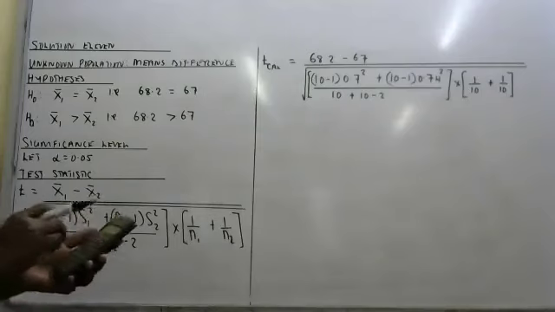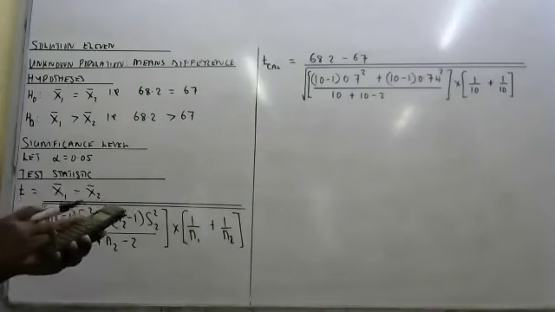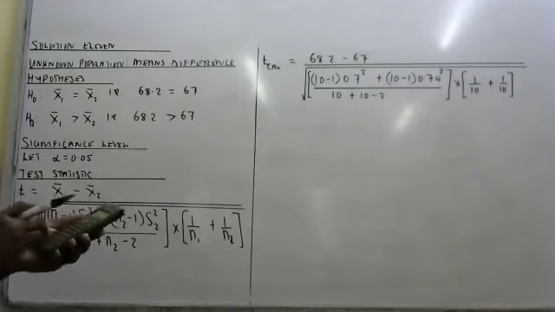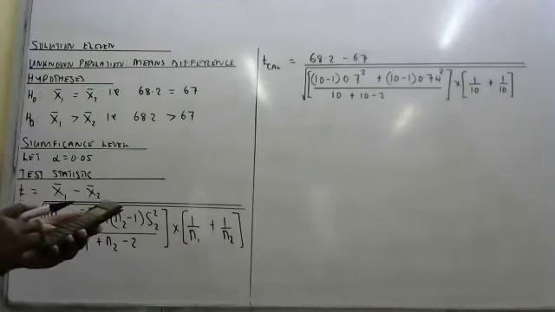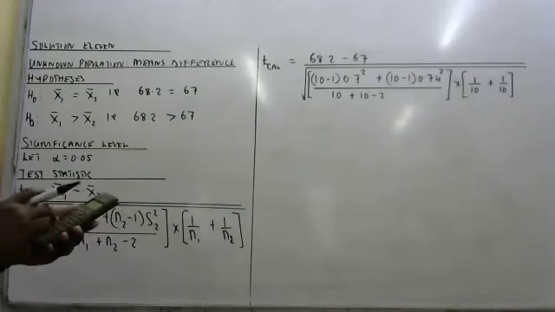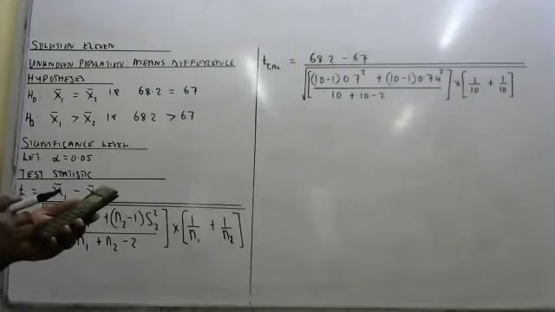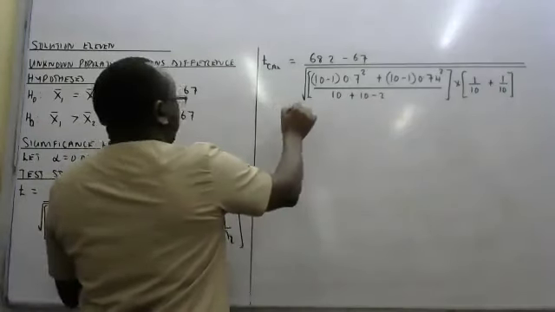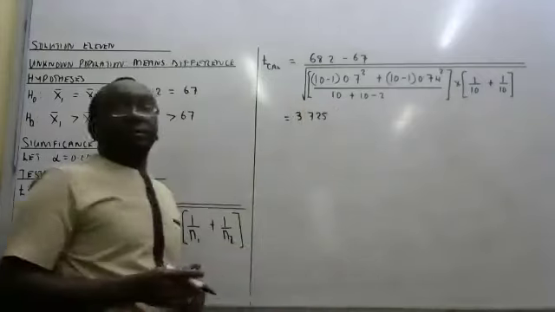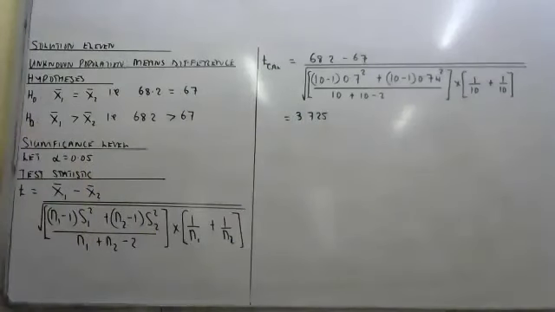So put those figures in the calculator. You say 9 times 0.7 squared plus 9 times 0.74 squared equals, you divide by 18, times 0.2, equals, get the square root of that answer, then use it to divide 68.2 minus 67. And I'm getting 3.725.